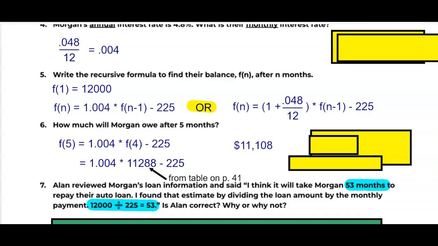Okay, so at this point, grab your calculator if you haven't already done this, which you probably have, but if you haven't, multiply this out, subtract the 225 just to confirm that you're able to get 11,108. Everybody's got to be able to do that on their own, so just check it now and make sure.